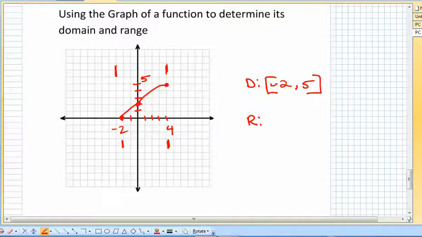Next, the range. Well, range, remember, is the up and down part. Well, the bottom part of the graph is 0 for y. The highest point on the graph is 5, and it includes both of those, so I'm going to put 0, 5.